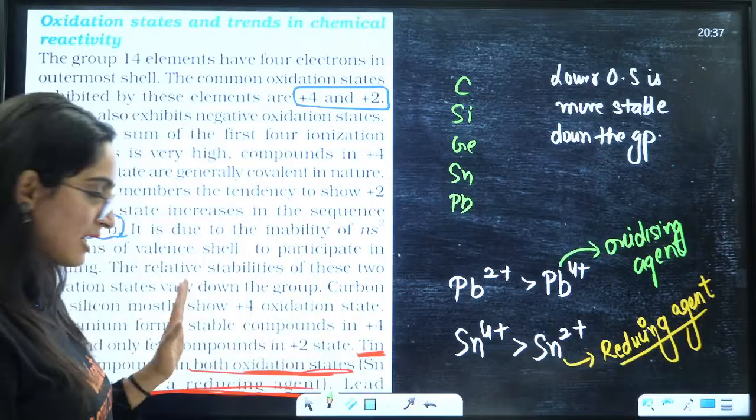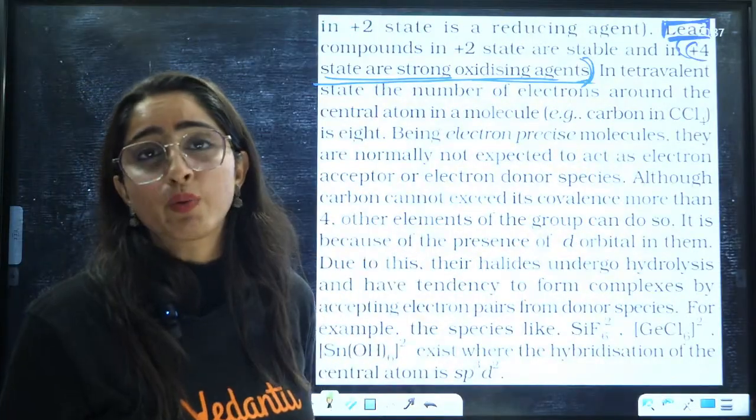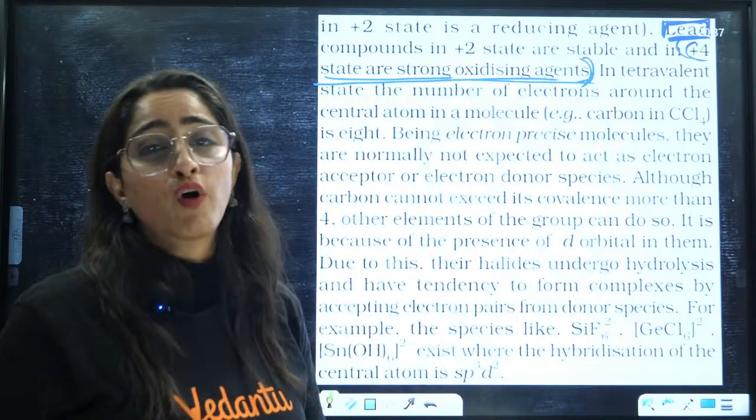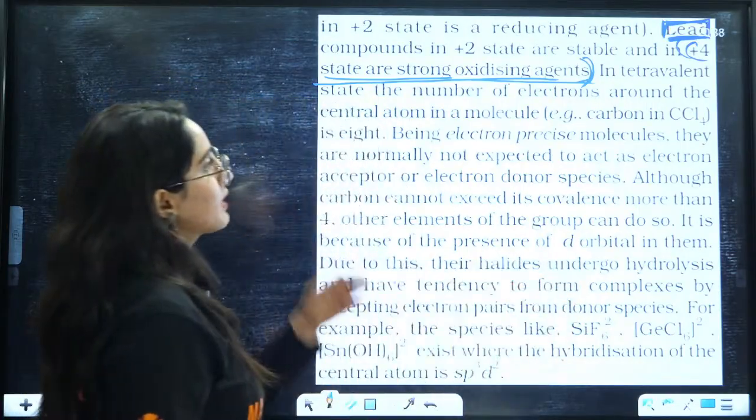Now, easily oxidized. From this, an assertion-reasoning question can be asked, or which of the following is correct. So these kinds of questions can be asked from here.